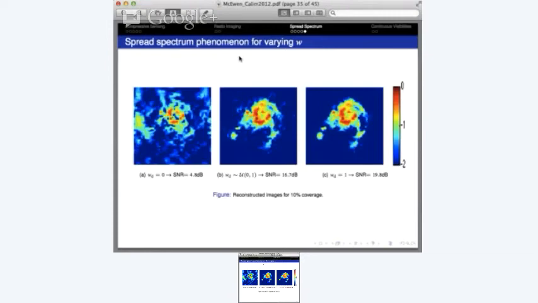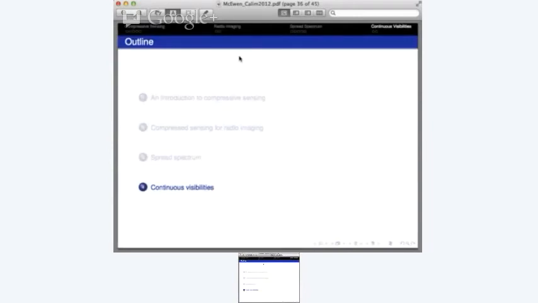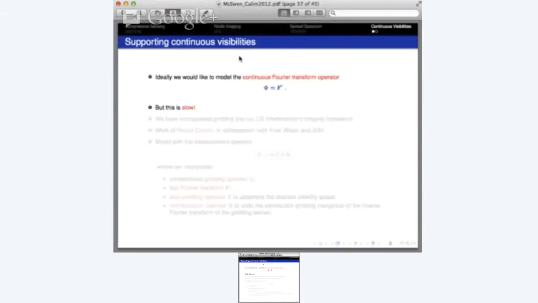So that's one thing we've been looking at. Another thing we've been looking at is support for continuous visibilities. Ideally, we'd like our measurement operator to map straight to the continuous visibilities, but obviously this is incredibly slow. So we've now incorporated a gridding operator into this framework.